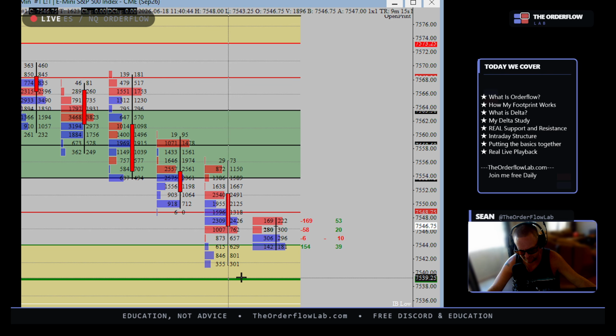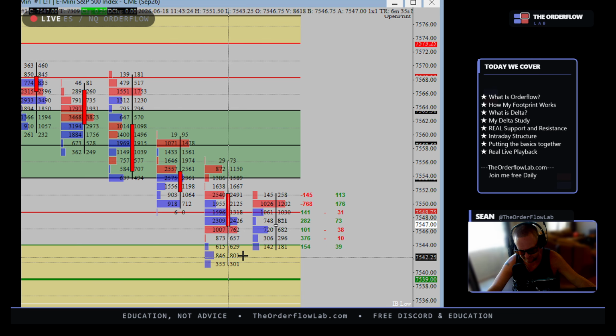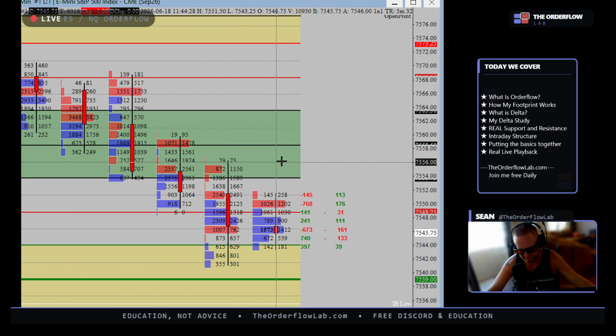We do a double tap here. We don't quite hit 39. And then this is my area I'm looking for price to reverse, as always. And if I long here, I look for price to come up to here. And that's a nice 6R trade.